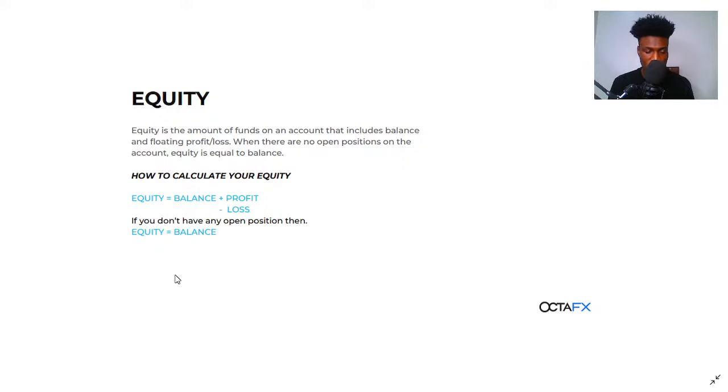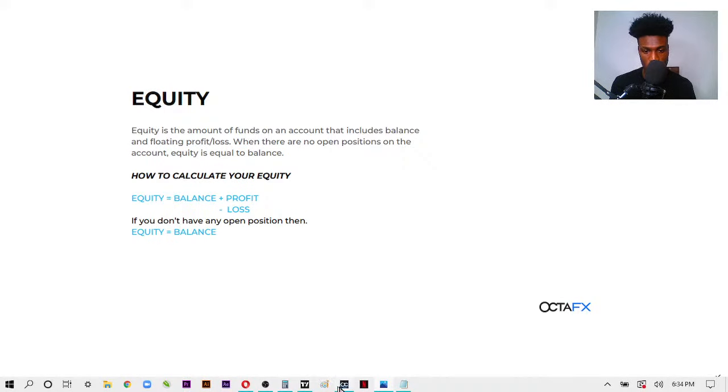Like I said, the easiest way to really understand all the big names, the grammar, really understand how this whole Forex thing works is to get the definition and apply the definition to your trading platform. So how do you calculate your equity? Your equity is equal to balance plus profit, or balance plus loss.